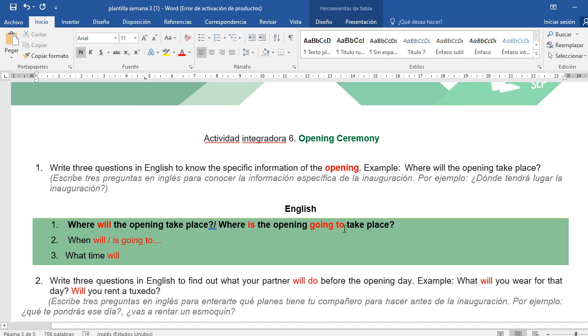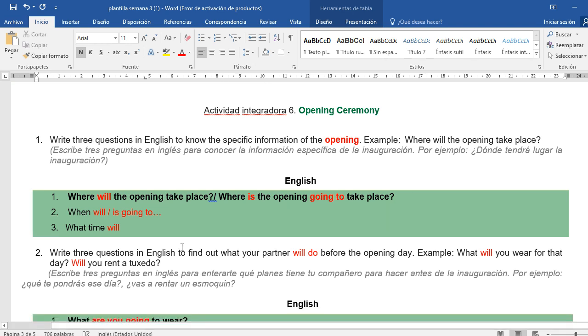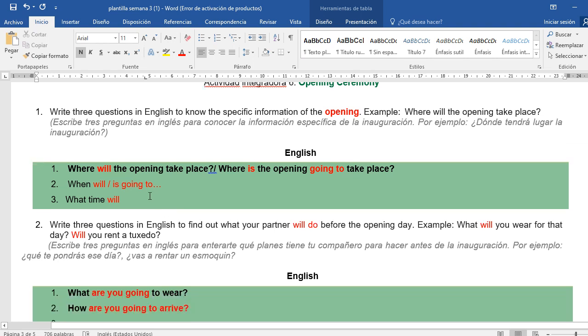Where is the opening going to take place? So, will or be going to. Any of those auxiliaries is correct. Then, when, what time? So here you may use the WH questions. Remember, when, what time, who, what for, what is it going to be celebrated, etc. So remember WH and the auxiliary will or is going to.